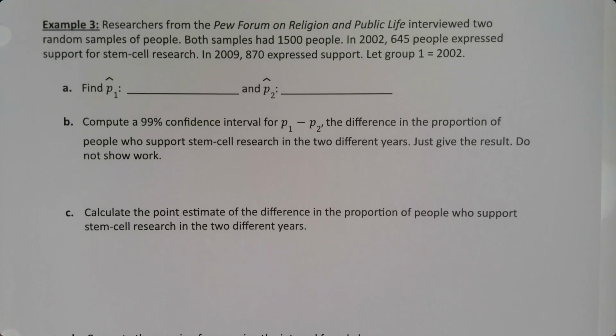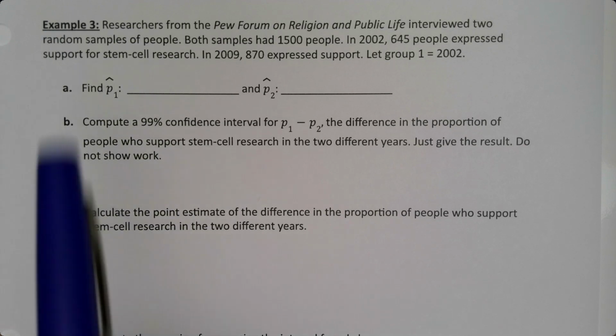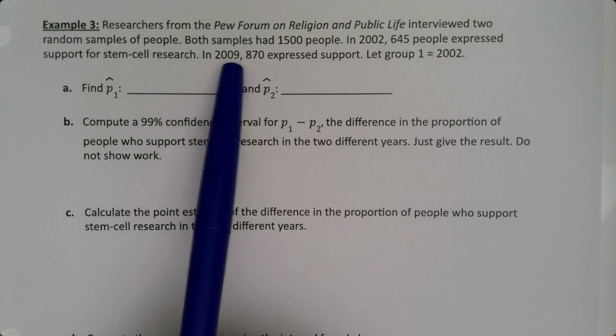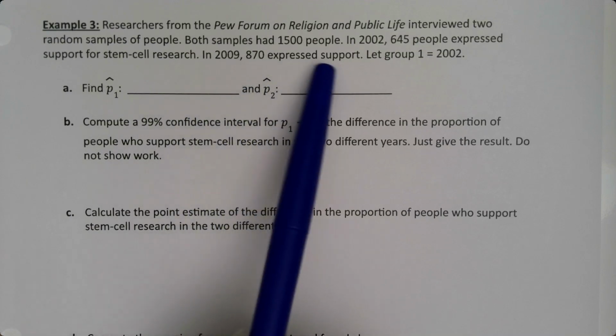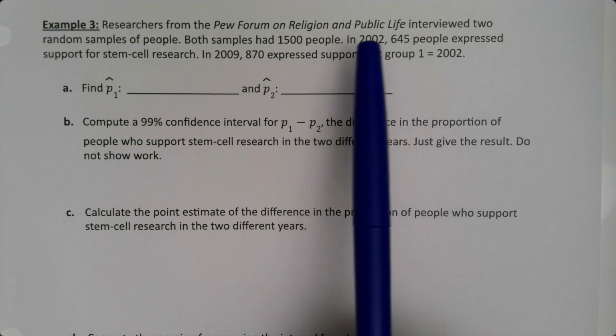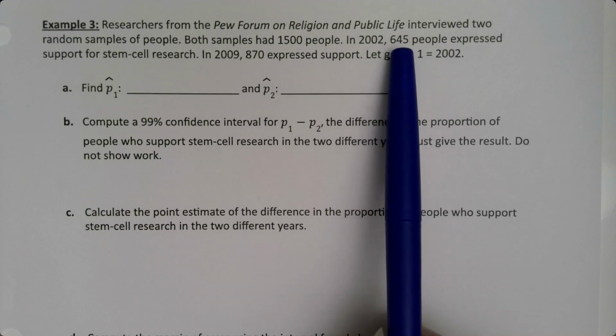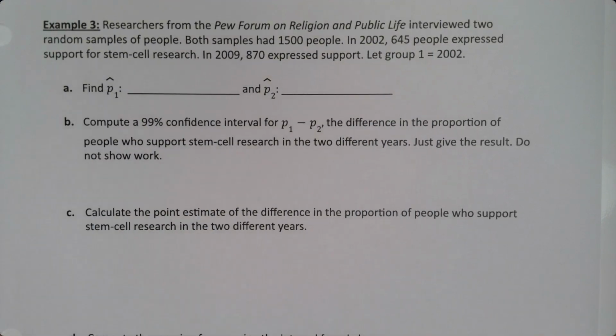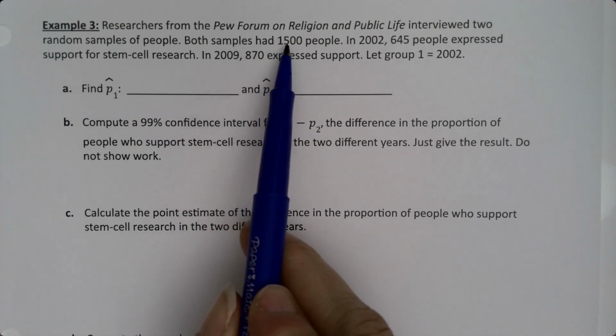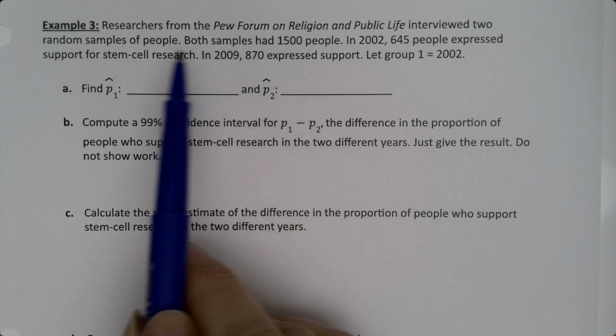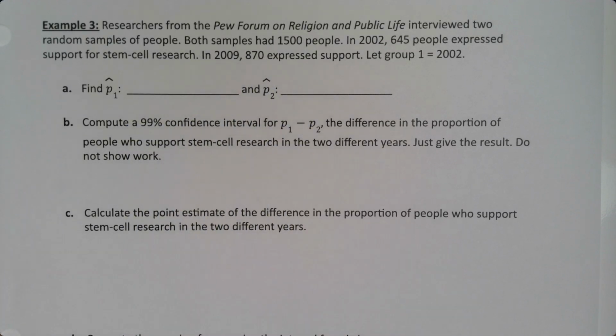Researchers from the Pew Forum on Religion and Public Life interviewed two random samples of people. Both samples had 1,500 people. In 2002, 645 people expressed support for stem cell research. And in 2009, 870 expressed support. So just so you understand what's happening, in 2002 they grabbed a random group of 1,500 people, and 645 of those people expressed support for stem cell research. And in 2009, of the 1,500 people they talked to again, but they're not the same people, they're a different group of people, 870 expressed support.